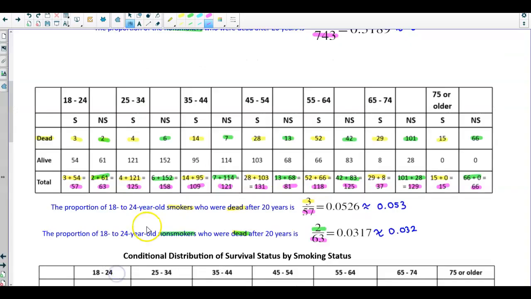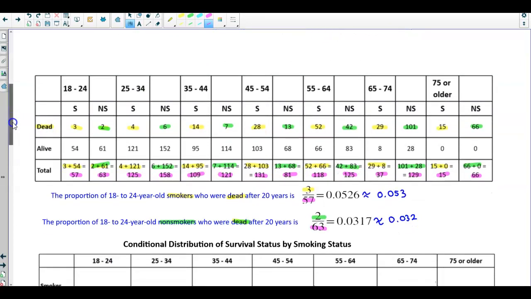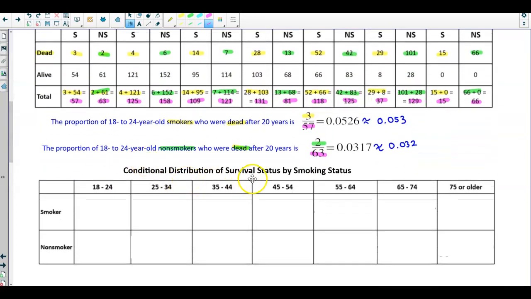So now we're going to create a new table, which is what we have below. And this is going to represent our conditional distribution for survival status by smoking status. So for the age group of 18 to 24, we've already done that. We've taken the smokers that were dead, which is 3, and divided by the total of 57, which we got 0.0526. And then for the non-smokers, it was 2 divided by the total in that column, which was 63, to give us 0.0317.